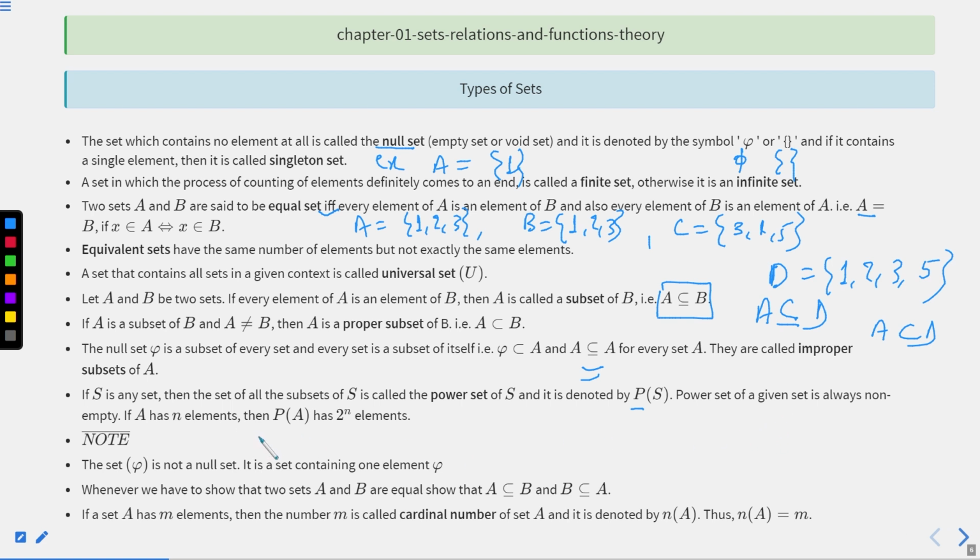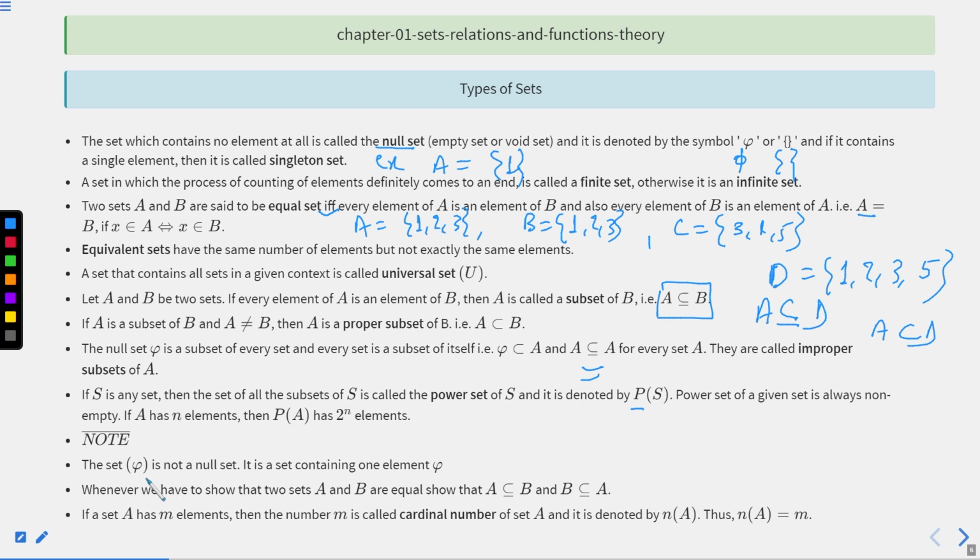Suppose A has n elements, then the number of elements in the power set of A will be 2 to the power n. So if A has n elements, then P(A), that is the power set of A, has 2 to the power n elements.